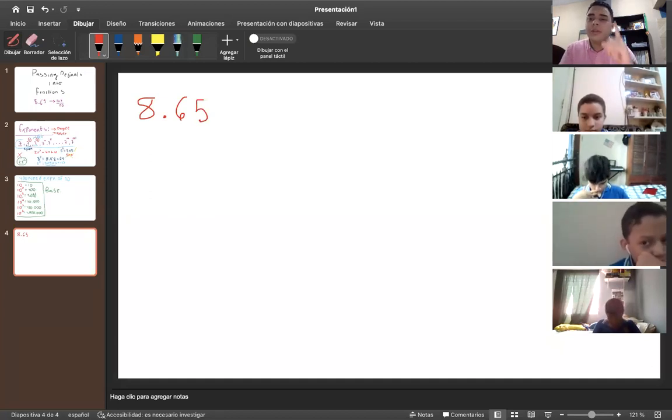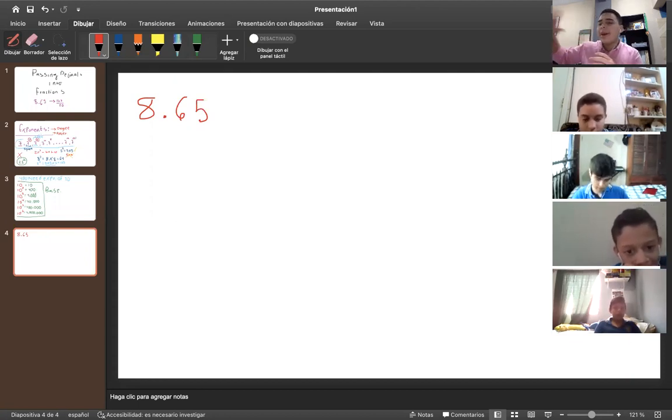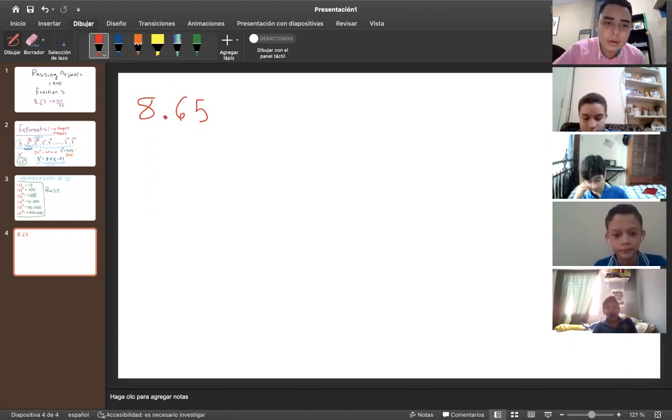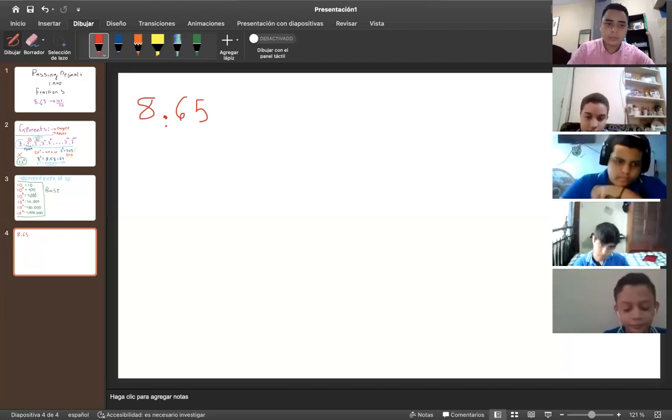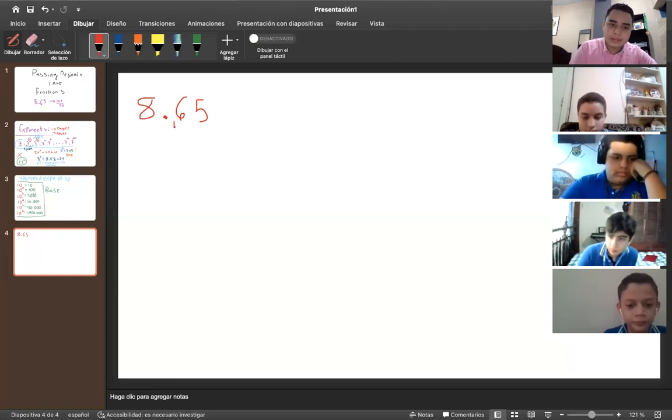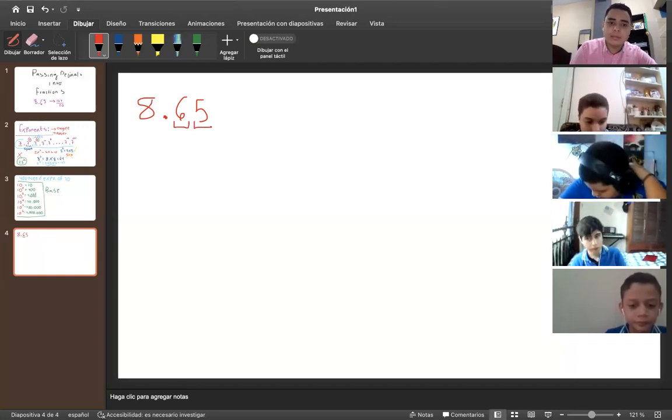You are going to follow, guys, the next steps. Step number 1. First, how many decimal numbers do you see in that number, guys? Two. Do you remember which are the decimal numbers? The ones that are in the right part of the decimal point. This is the decimal point. How many numbers do you see to the right part of the decimal point? 2, right? The 6 and the 5.